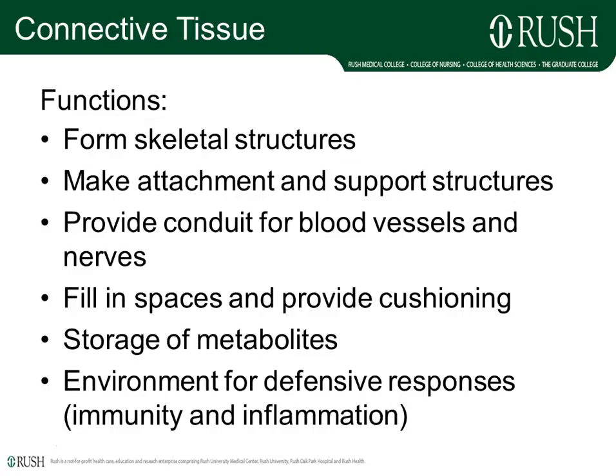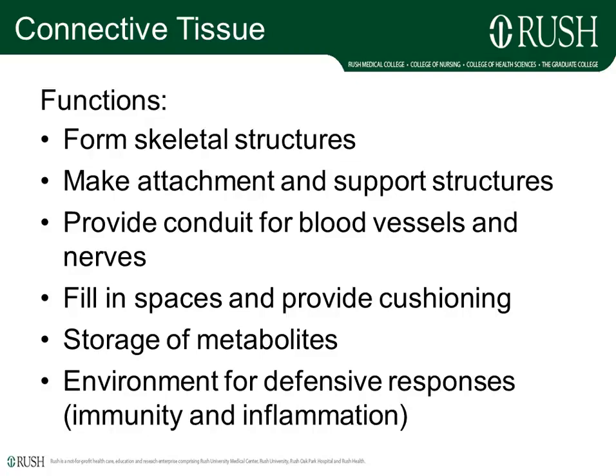So what does connective tissue do? Well, it forms skeletal structures like cartilage and bone. It makes attachments and support structures like ligaments, tendons. It provides a conduit for blood vessels and nerves. It fills in spaces and provides cushioning.